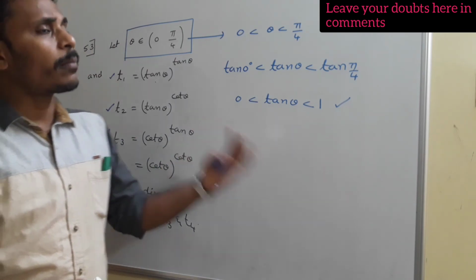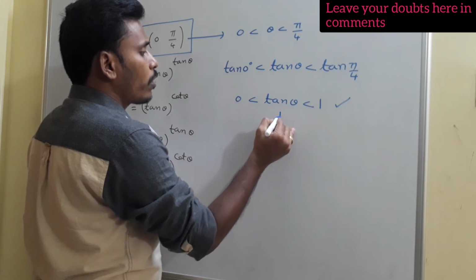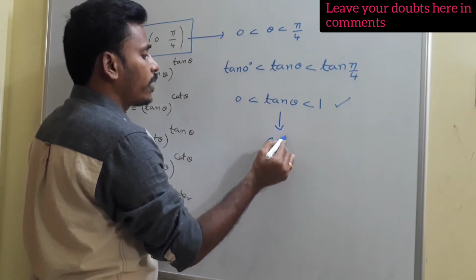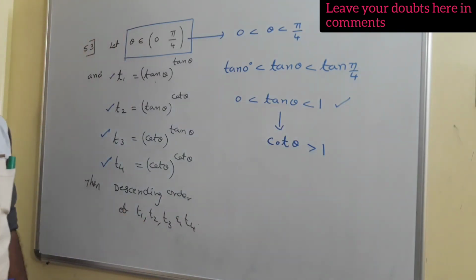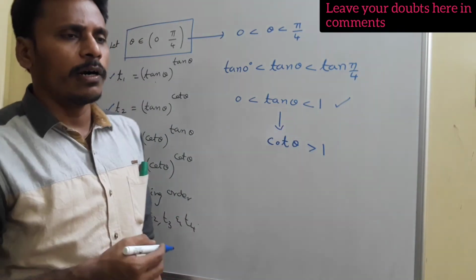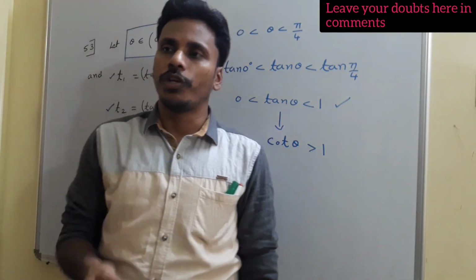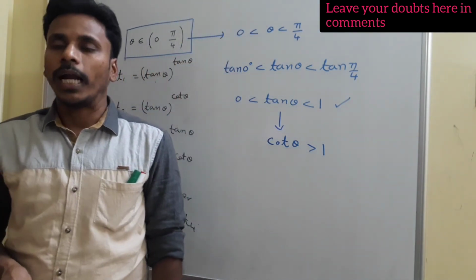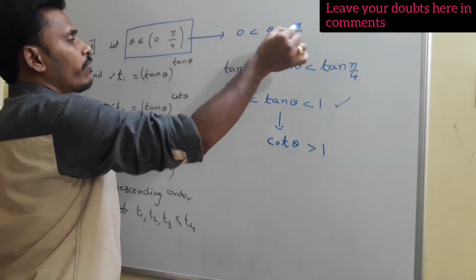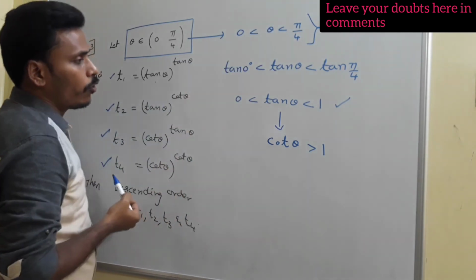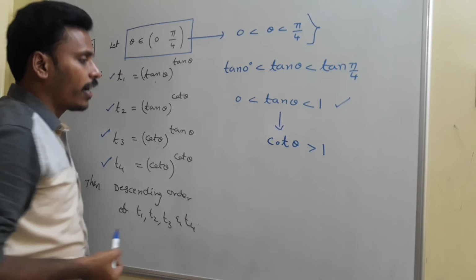Or otherwise you may take some other number, any number. If it is in between 0 and 1, if you take the reciprocal, you will get that cot theta is a number which is greater than 1. Always, any decimal value which is in between 0 and 1, take as you wish and do its reciprocal, and you get that it is greater than 1. So, since theta is an angle in 0 to pi by 4, tan theta is a number from 0 to 1, and cot theta is greater than 1.